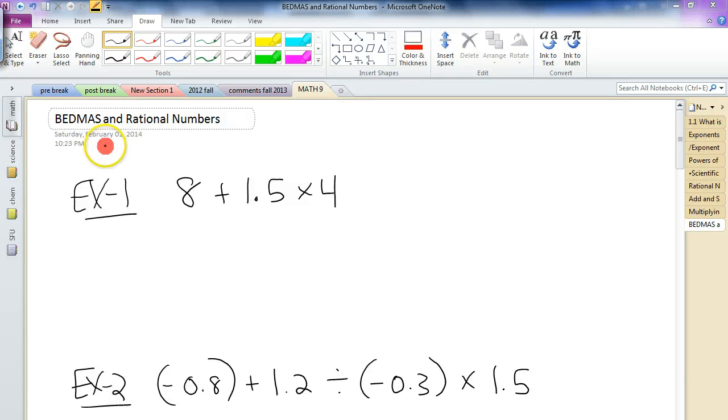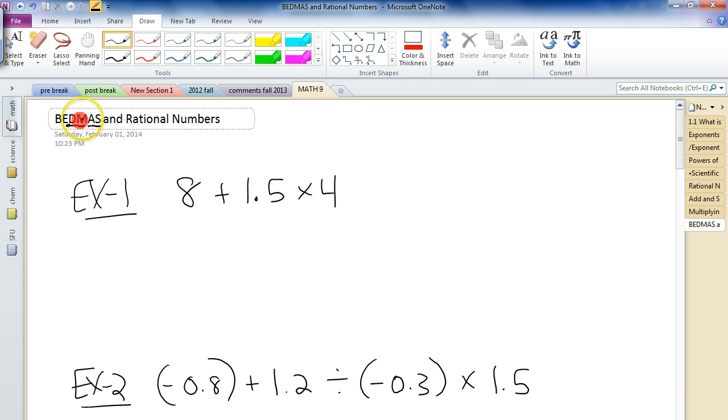Okay, last lesson on rational numbers, and it's doing BEDMAS with rational numbers. So this is it. These are the ugliest questions you're going to get with decimals and fractions. So remember BEDMAS: brackets, exponents, dividing, multiplying, and then adding, subtracting. Dividing and multiplying are at the same level as each other, and so are adding and subtracting.